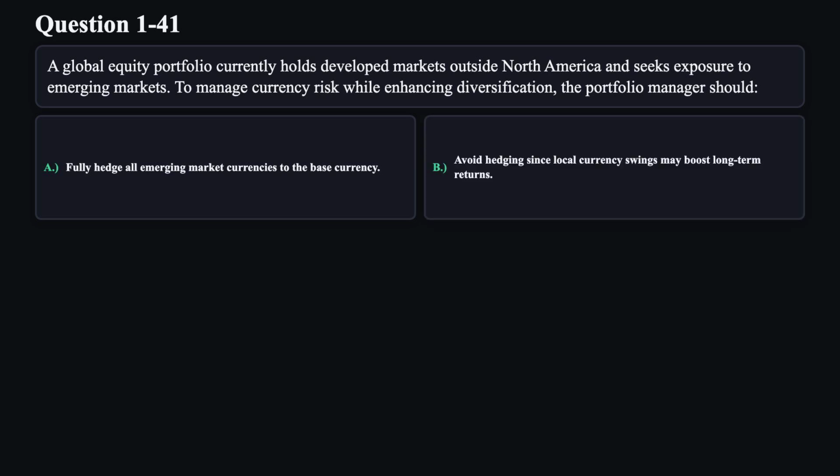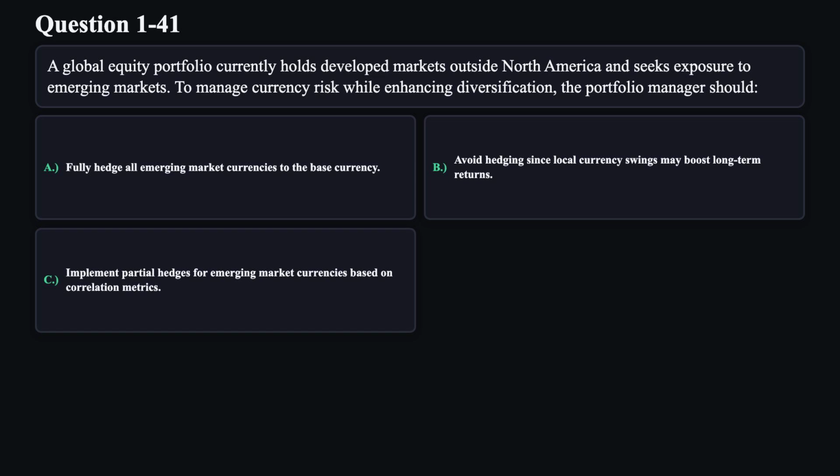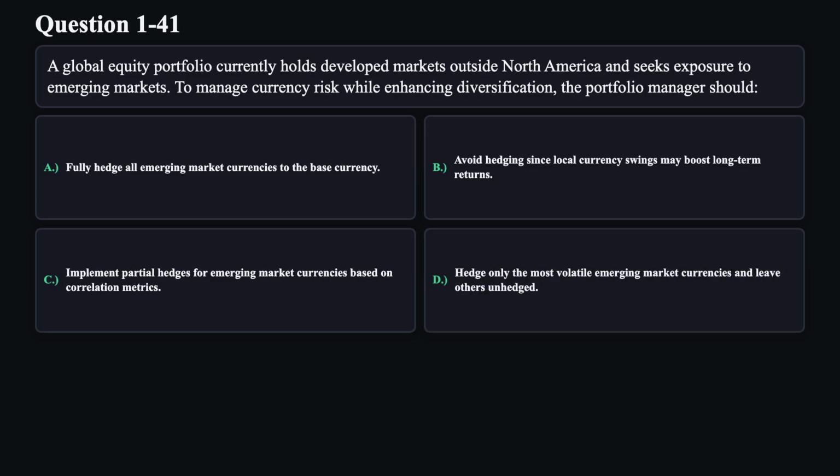B. Avoid hedging since local currency swings may boost long-term returns. C. Implement partial hedges for emerging market currencies based on correlation metrics. D. Hedge only the most volatile emerging market currencies and leave others unhedged.